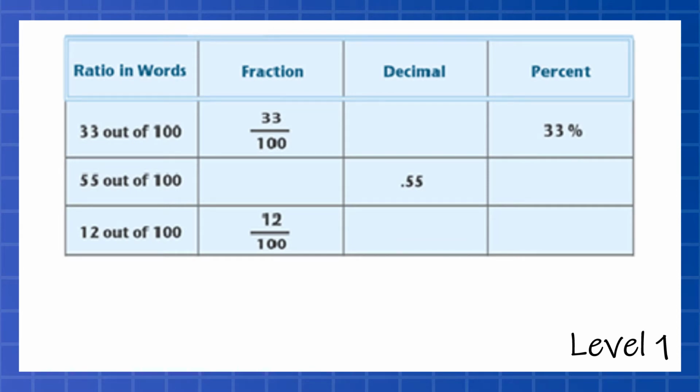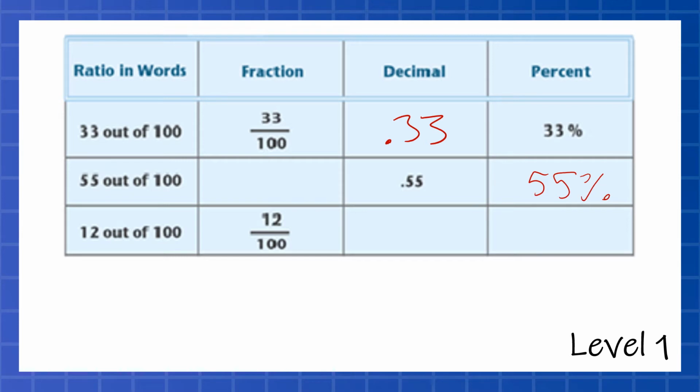All right, we've got some ratios in words. These are some basic ones. 33 out of 100. That's a ratio in words, but we could write that as a fraction as 33 over 100. So as a decimal, if we type that in our calculator, we get 0.33. As a percent, we get 33%. When we look at 55 out of 100, or 0.55, as a percent, again, we just move it 2 decimal places. So we say 55%.